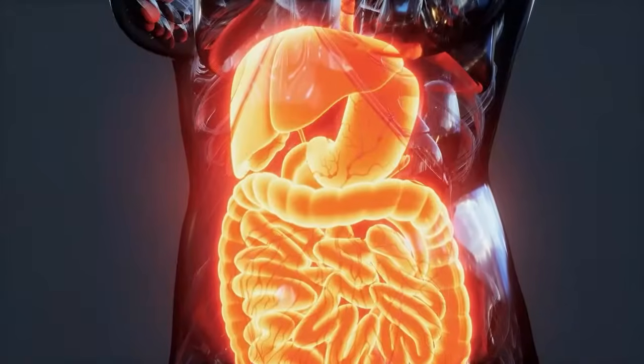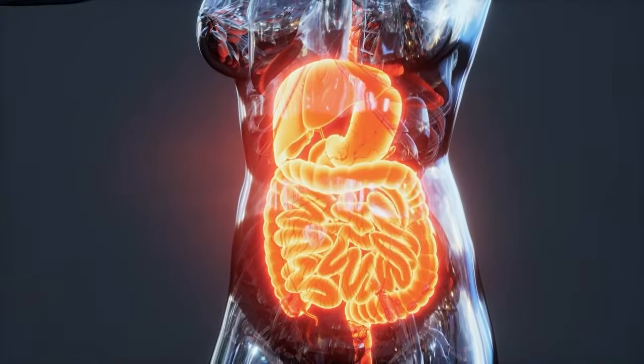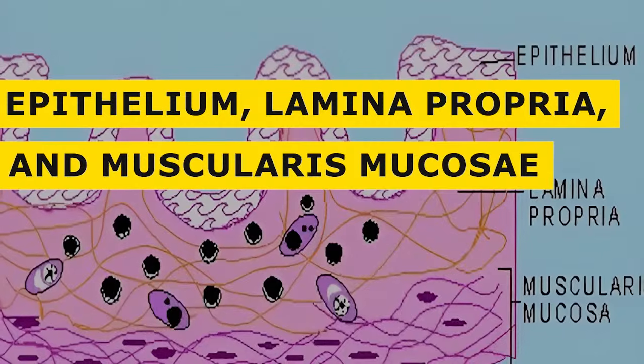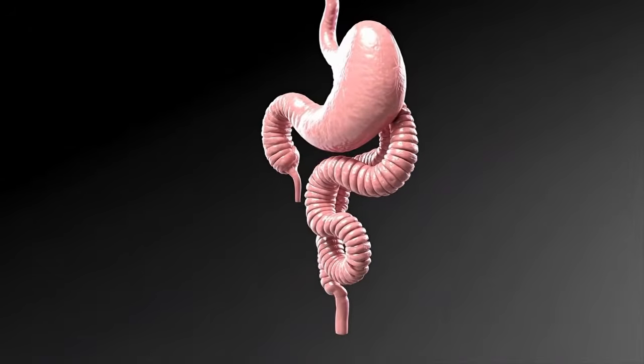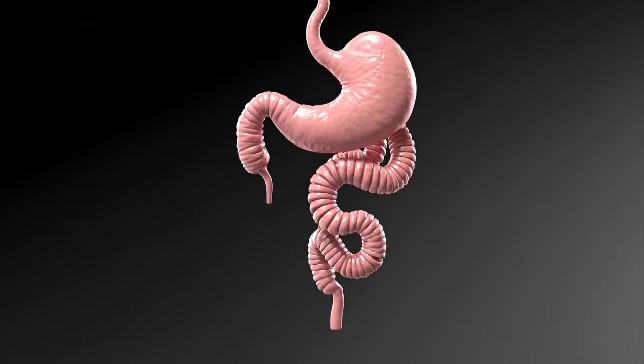Mucosa. The mucosa is the innermost layer of the stomach wall and consists of three components: the epithelium, lamina propria, and muscularis mucosae. The epithelium is made up of simple columnar cells that secrete mucus to protect the stomach lining from the harsh acidic environment.